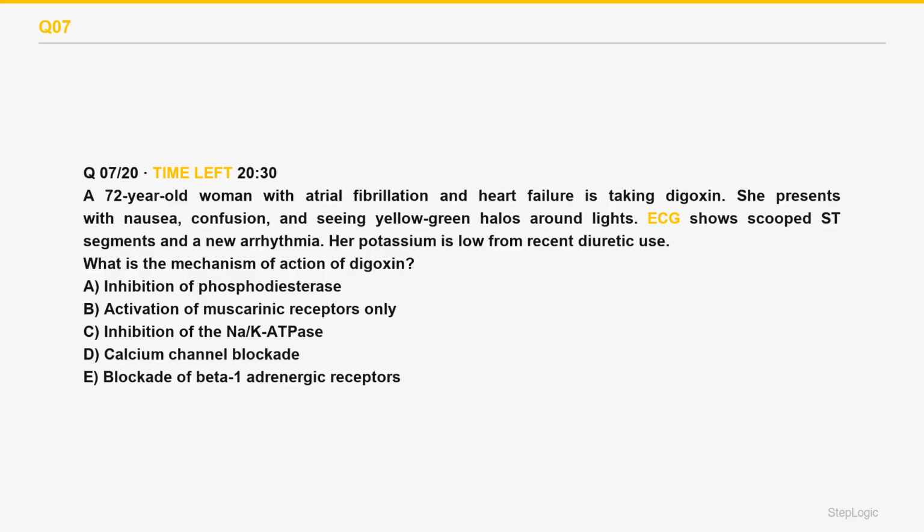What is the mechanism of action of digoxin? A 72-year-old woman with atrial fibrillation and heart failure is taking digoxin. She presents with nausea, confusion, and seeing yellow-green halos around lights. ECG shows scooped ST segments and a new arrhythmia. Her potassium is low from recent diuretic use. Read the command. Mechanism of action of digoxin. Digoxin toxicity with nausea, confusion, yellow-green vision, scooped ST segments, and hypokalemia potentiating toxicity.